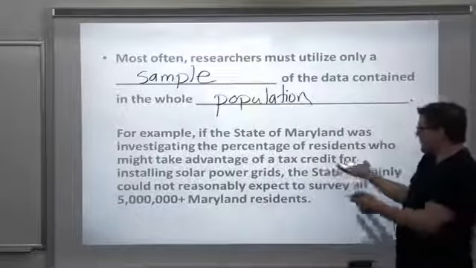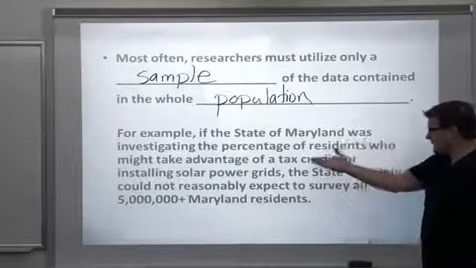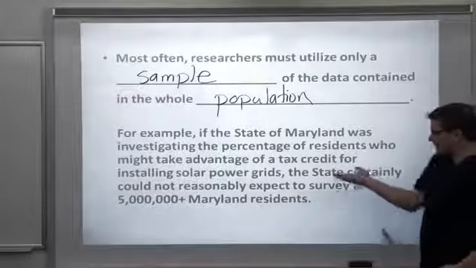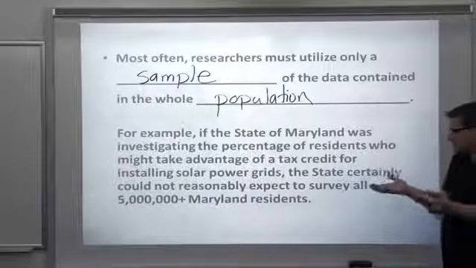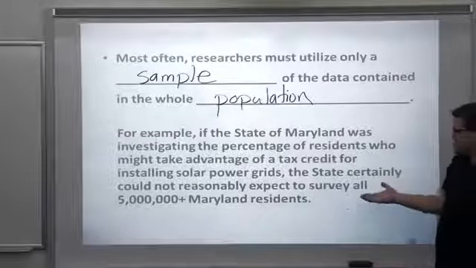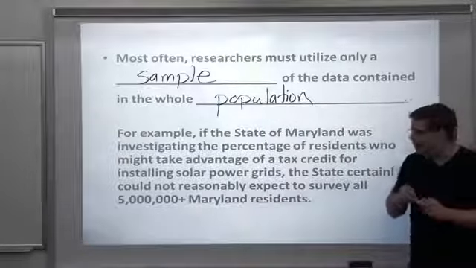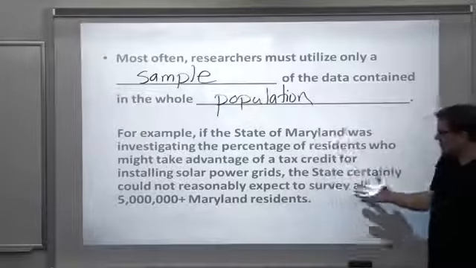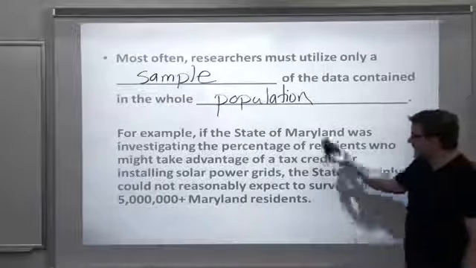So for example, I'm not sure if this is in the notes or just on the slides, but if the state of Maryland was investigating the percentage of its residents that might take advantage of a tax break if they installed solar power grids on their homes, the state could certainly not reasonably expect to survey all 5 million plus Maryland residents. Just think about that project, trying to collect data from everybody that lives in the state, over 5 million people. So certainly they're interested in everybody, the population, but we'll have to take a sample and use the sample data to make a decision about the whole population. All right.